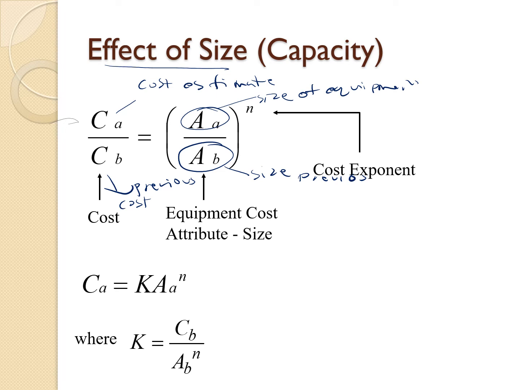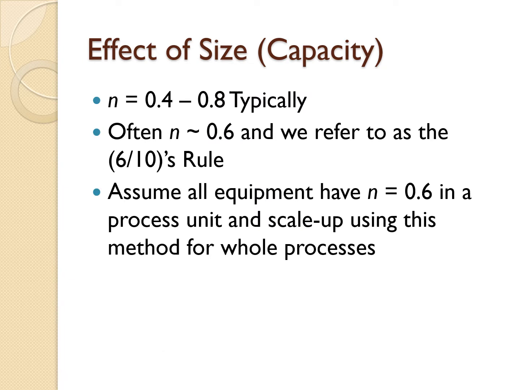Okay, so basically we need to know the CA. Just now we have the exponent n inside the formula. That n is normally in the range of around 0.4 until 0.8. Often we will use 0.6. So inside your calculations you need to assume n is equal to 0.6.